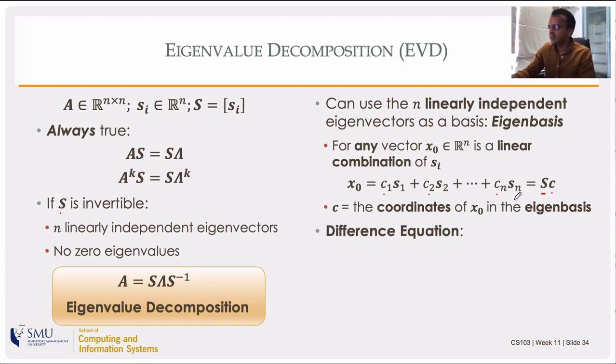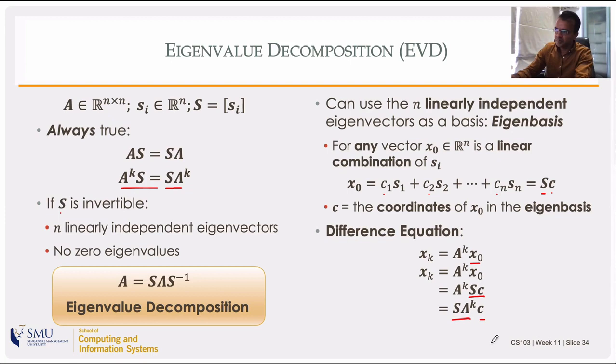Why would you want to do that? Because the difference equation xk, which is the kth state of the system, was A to the power k times x0, and if x0 is actually SC, then A to the power k S, as you can see here, is just S lambda to the power k. So it just becomes that, which is easy to compute. This guy is hard to compute, but this guy is very easy to compute. So diagonalization is a process of getting A in this form, and since it is a decomposition, a factorization, this is also called eigenvalue decomposition, or EVD for short. That is a pretty interesting and very useful decomposition.